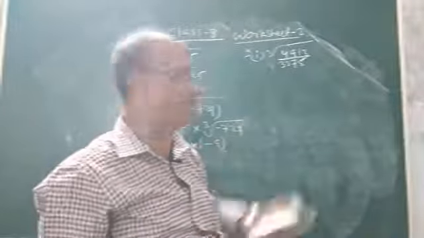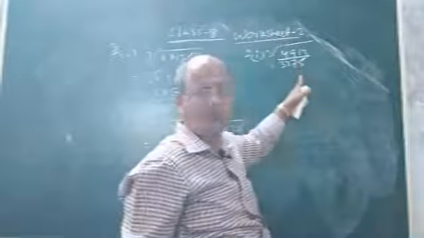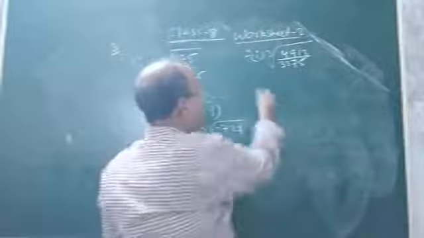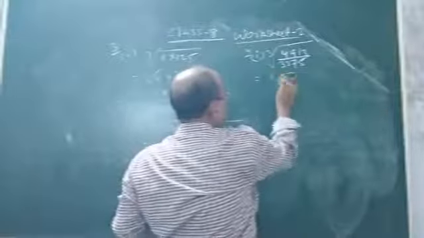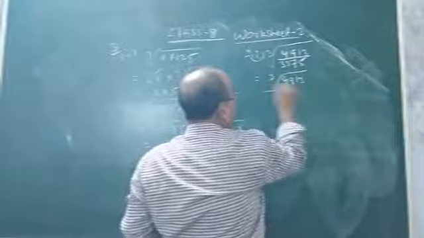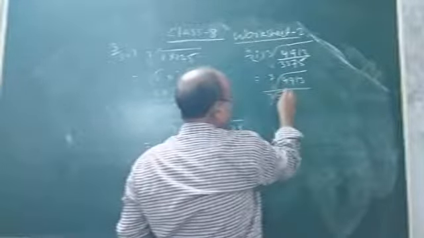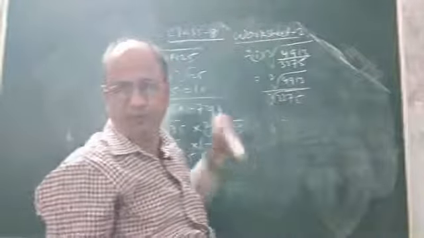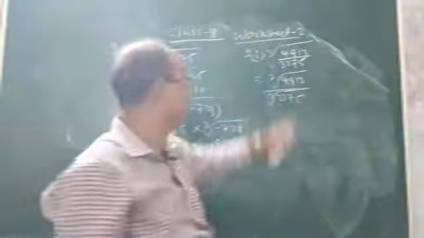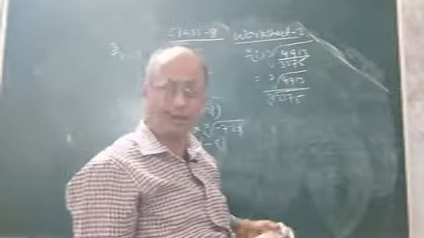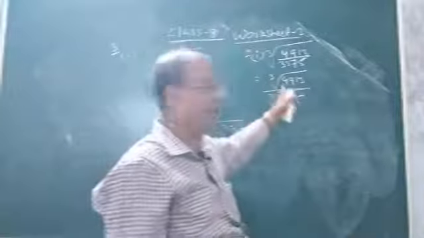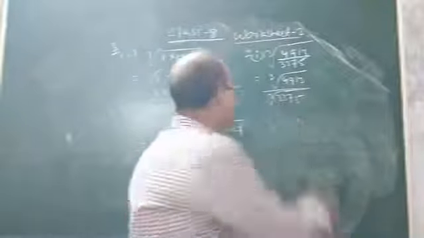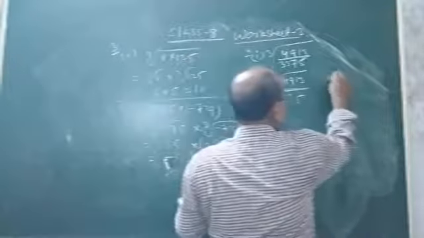How to evaluate quickly and easily? Take it as A, take it as B. This is the cube root of A by B, and we have discussed the formula earlier. So it will be the cube root of 4913 over the cube root of 3375. Now we have to find the cube root of 4913 by the prime factorization method, and again this one also by prime factorization. Let me find out here, 4913.